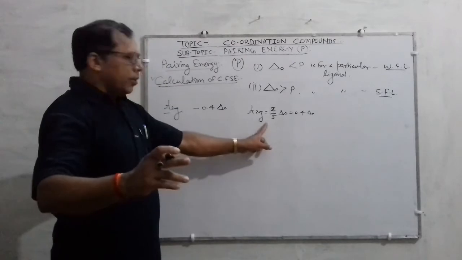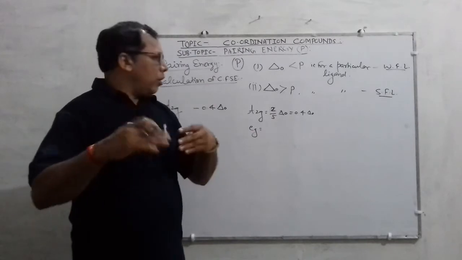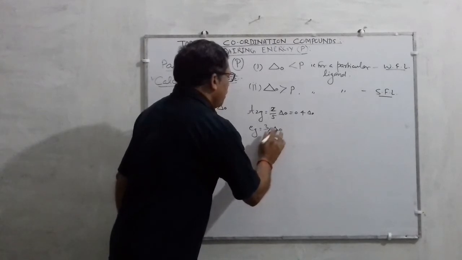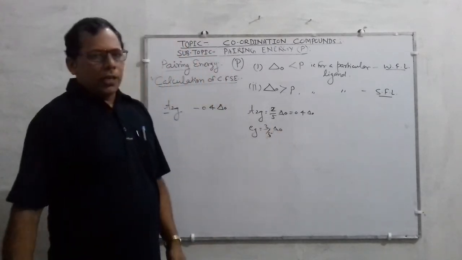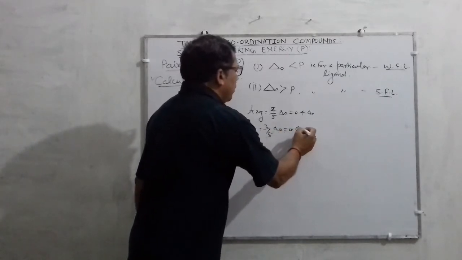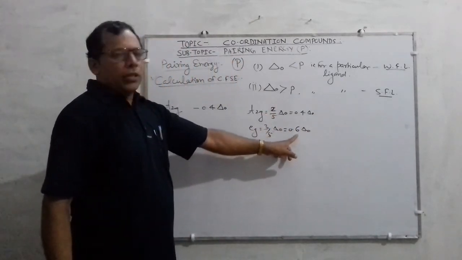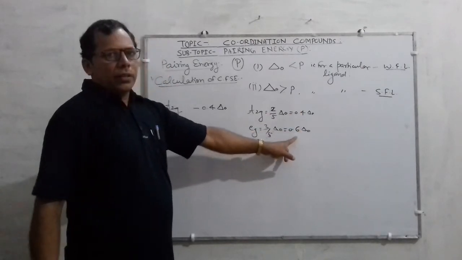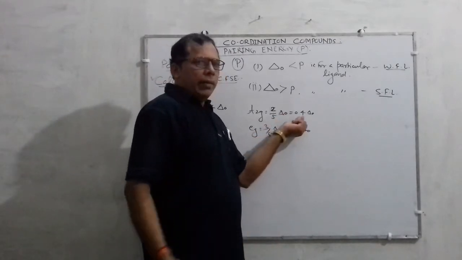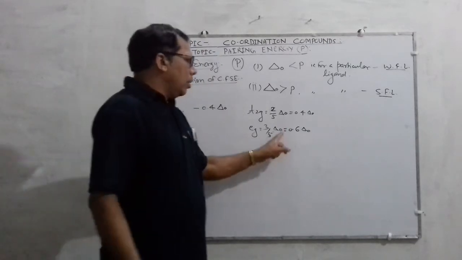Am I right, children? Similarly, in the case of eg, I have told you that according to the concept of crystal field, eg is 3/5 Δ0. If you divide 3 by 5, it comes to 0.6. So in decimal form, these 2/5 and 3/5 values can be written as 0.4 and 0.6 respectively, and they show the energy levels. This shows the lower energy level in an octahedral complex, and this shows the higher energy level in an octahedral complex.